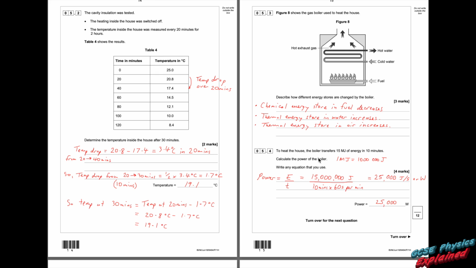Part 4. To heat the house, the boiler transfers 15 megajoules of energy in 10 minutes. Calculate the power of the boiler. Write any equation that you use. So a megajoule is a million joules. The equation we'll use is power equals energy transferred over time. So there's your energy transferred in joules. Convert your time into seconds. So 10 minutes times by 60 seconds per minute. And the answer comes out as 25,000 watts. The original units were joules per second, but remember 1 joule per second is 1 watt.